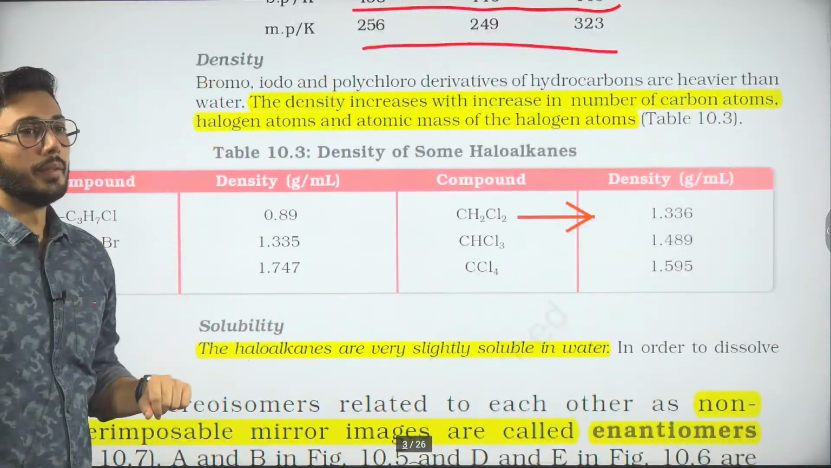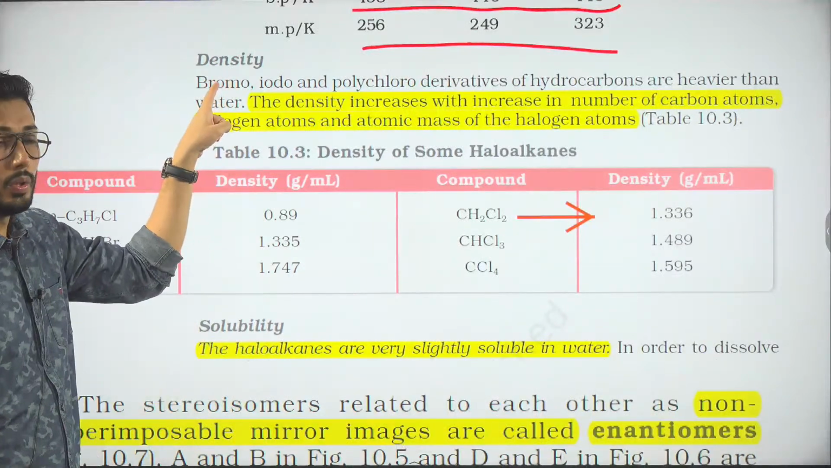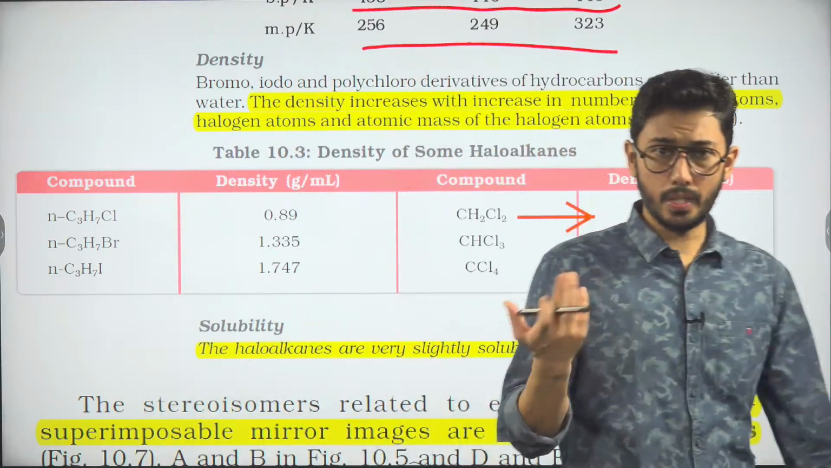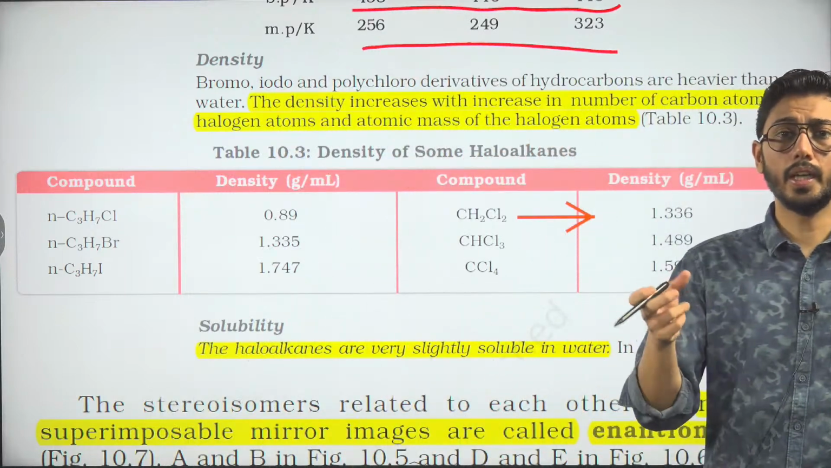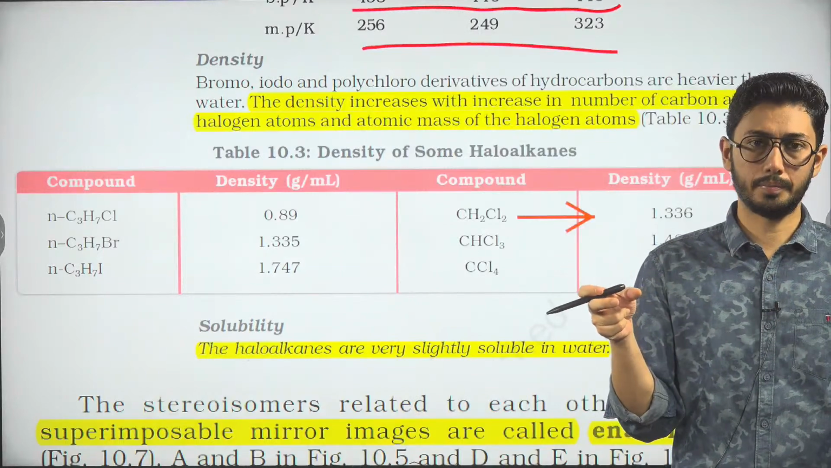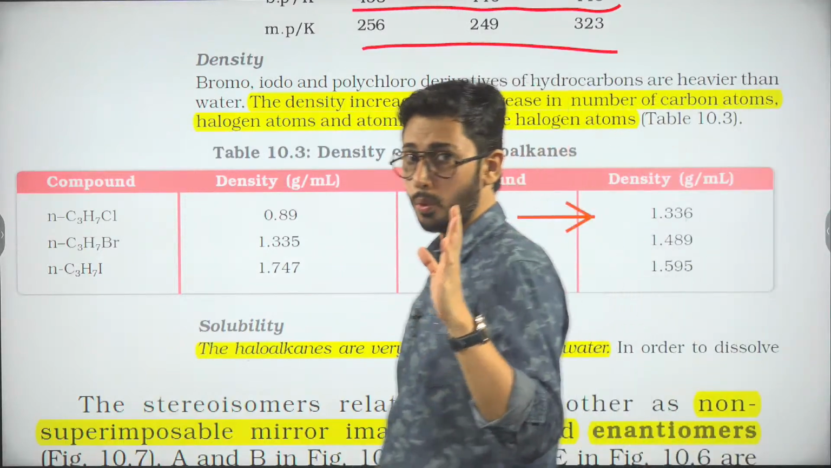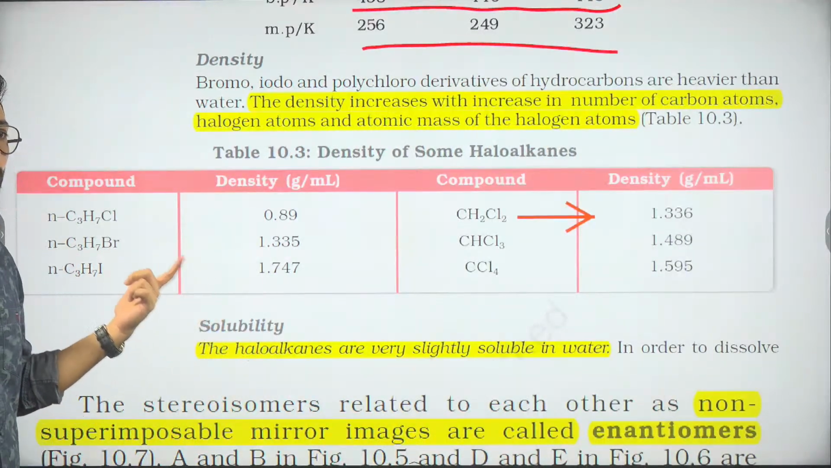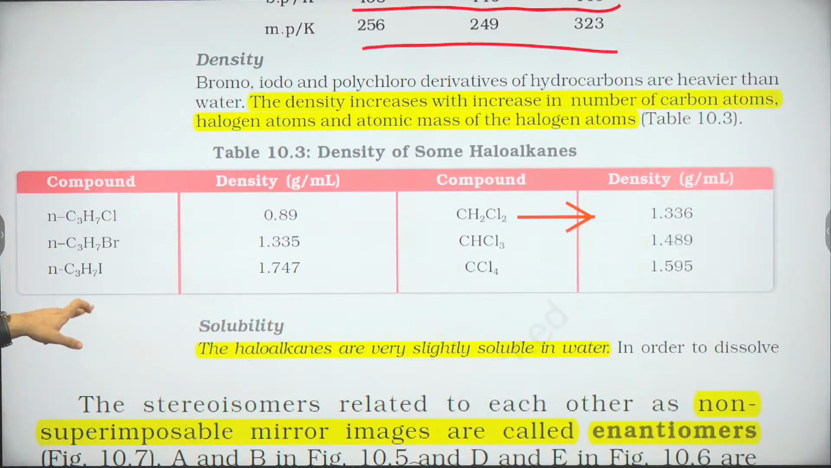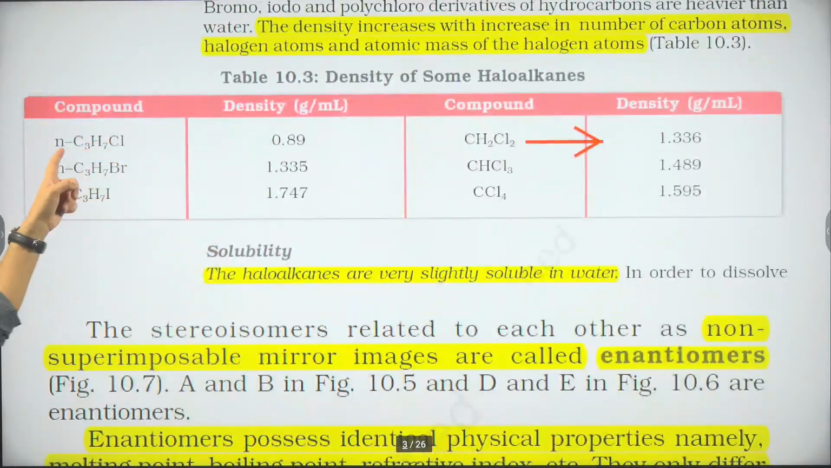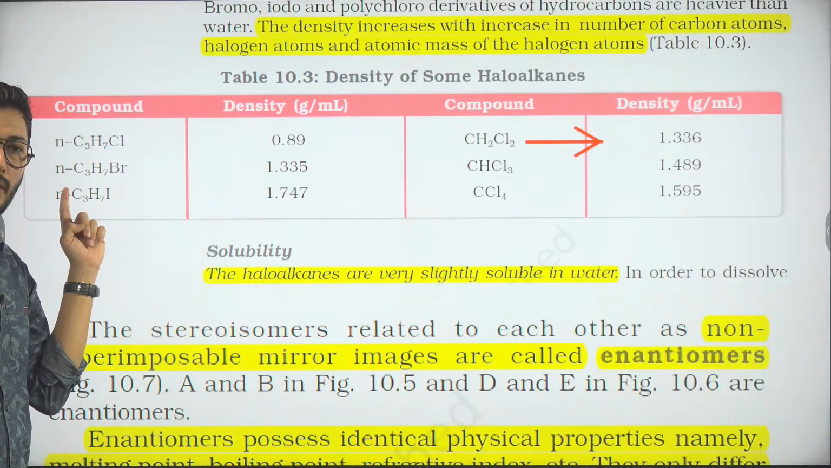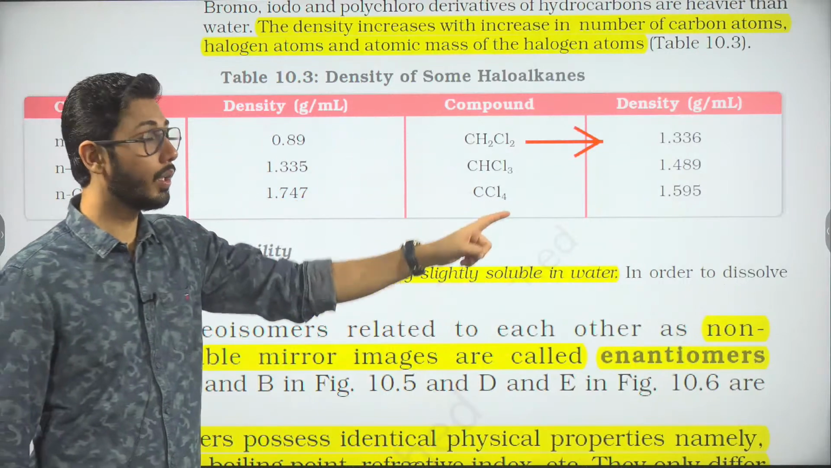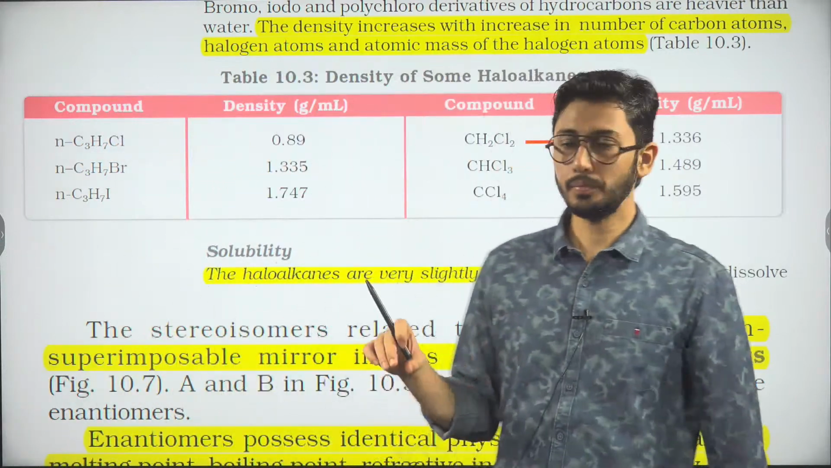Then in terms of density, what is given here? Bromo, iodo and polychloro. Suppose CH3Br, CH3I or CH2Cl2, they have more density than water, and the density of water is 1. So bromo, iodo and polychloro compounds are denser than water, whereas monochloro compounds are less dense than water, with a value less than 1. That line will be helpful. Others, bromo, iodo and polychloro, are all denser than water.